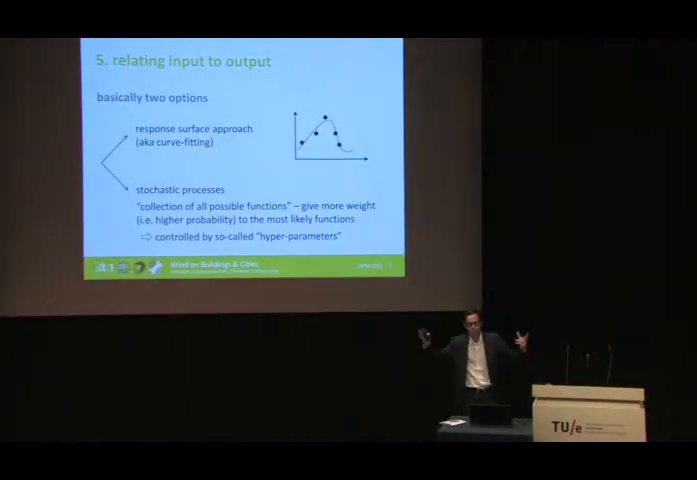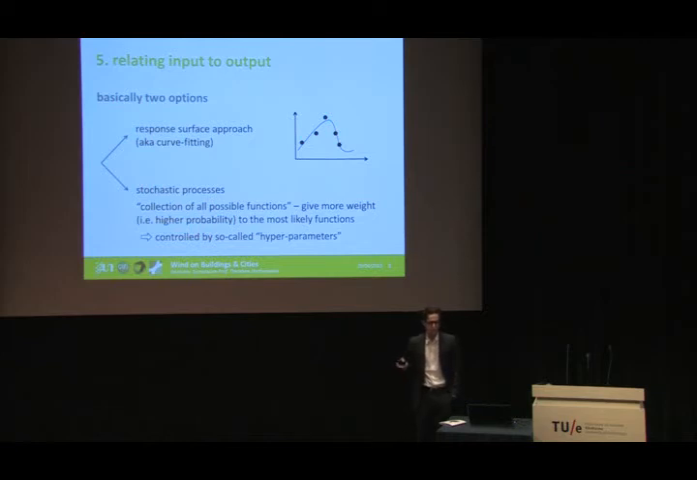We have inputs, we have outputs, we need to relate them. If you have only one input, one output, it's pretty simple. You say, well, okay, I see these data points, I fit a curve through it. Okay, but what if it's a full wind field? What if it's n-dimensional? Fitting a curve becomes pretty complex, and that's when stochastic processes come in.